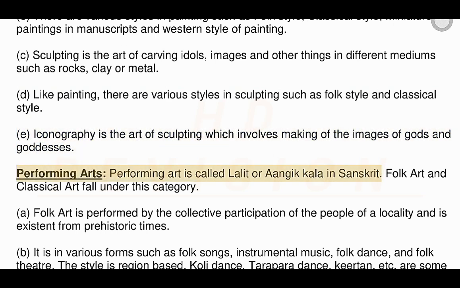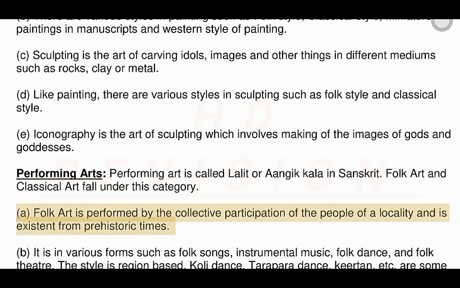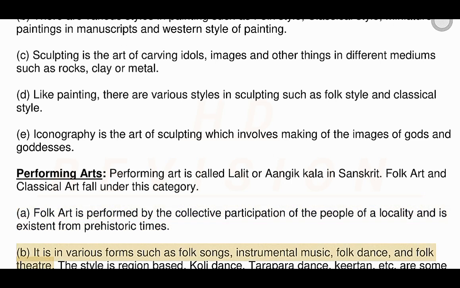Performing arts. Performing art is called Lalit or Angik Kala in Sanskrit. Folk art and classical art fall under this category. A. Folk art is performed by the collective participation of the people of a locality and has existed from prehistoric times. B. It is in various forms such as folk songs, instrumental music, folk dance, and folk theater. The style is region-based. Koli dance, Tarapa dance, Kirtan, etc. are some of the examples of folk art.